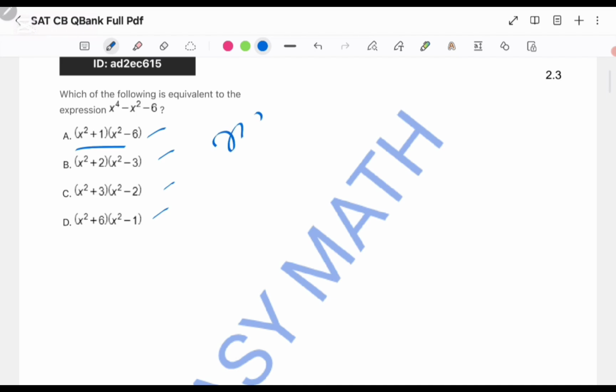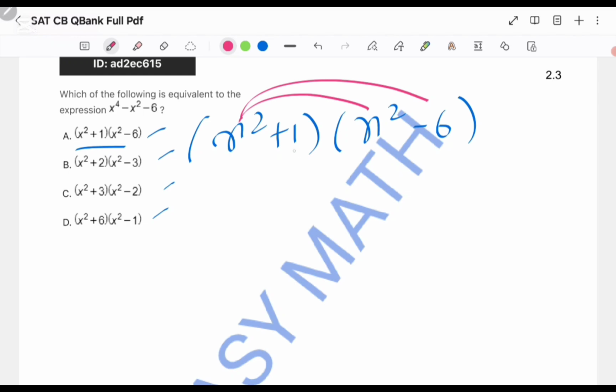So if you have x squared plus 1, and then you have x squared minus 6, we are going to do the expanding the bracket, which means you need to multiply the x squared once with the x squared, once with the negative 6, multiply the 1 once with the x squared and once with the negative 6.